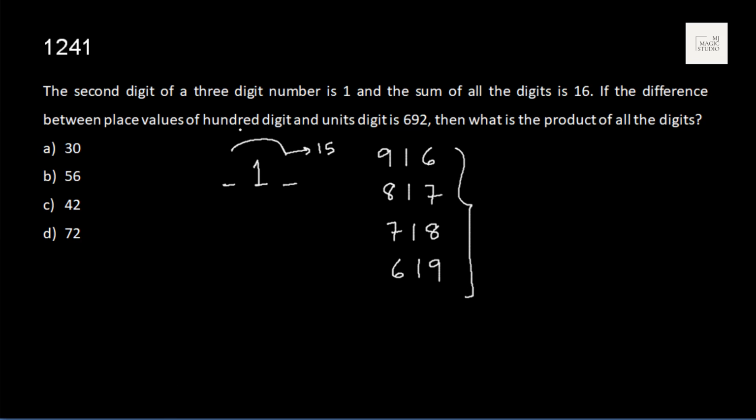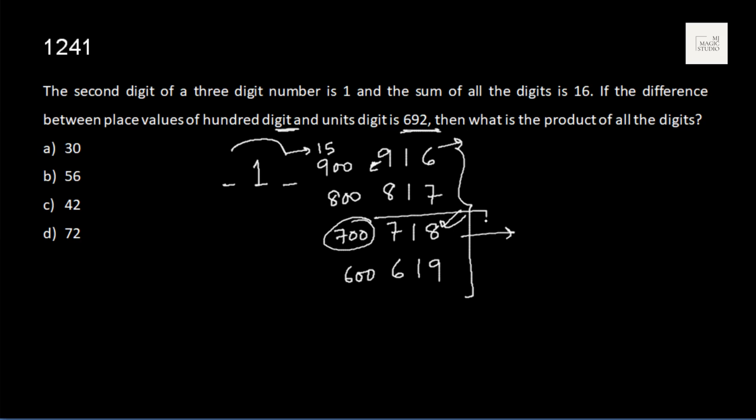If the difference between the place value of the hundreds digit and the units digit is 692, the place value of the hundreds digit is here 900, here 800, here 700, here 600, and the units digit is 6, 7, 8, 9. 900 minus 6 is not 692. 700 minus 8 is 692. That means the number we are looking for is 718. Then what is the product of all the digits? The product of all the digits is 7 into 1 into 8, that is 56. Option B fits in.